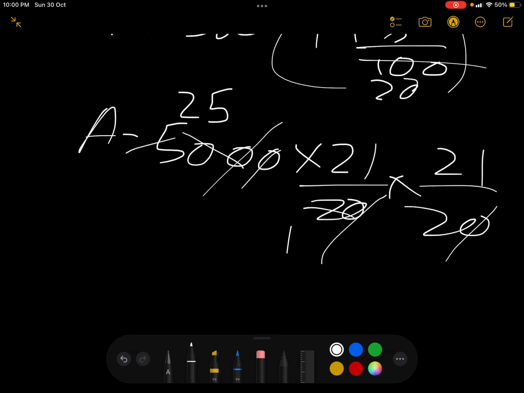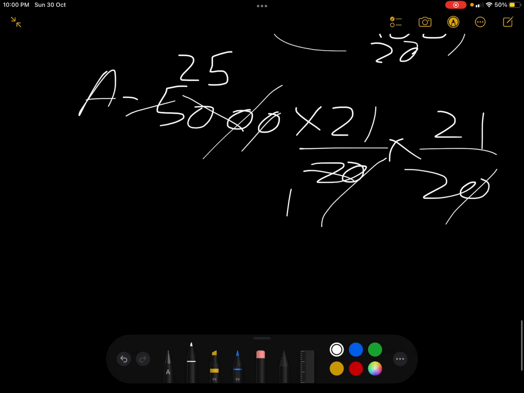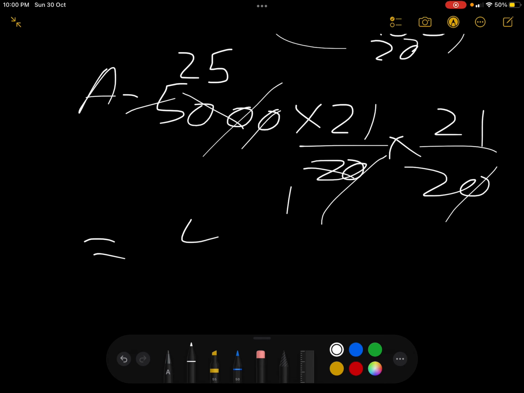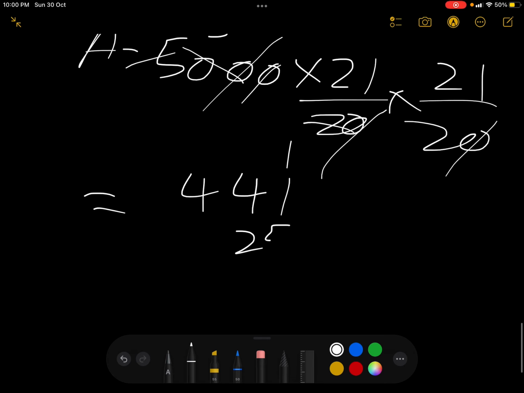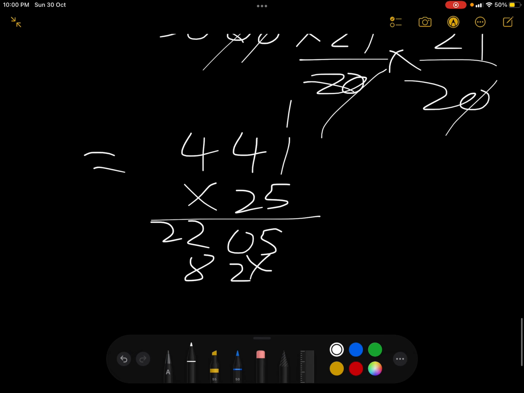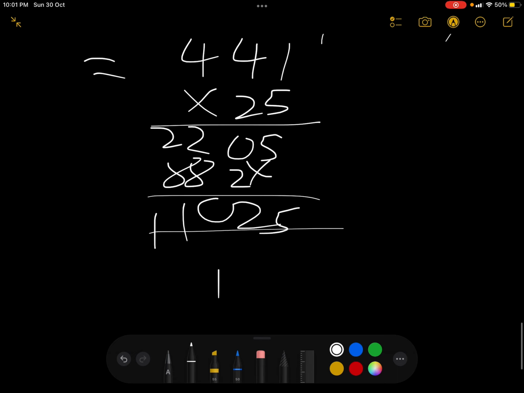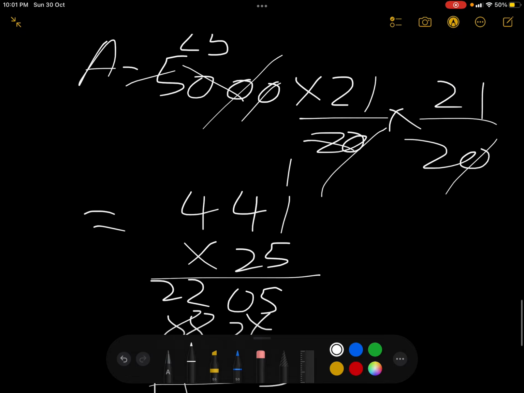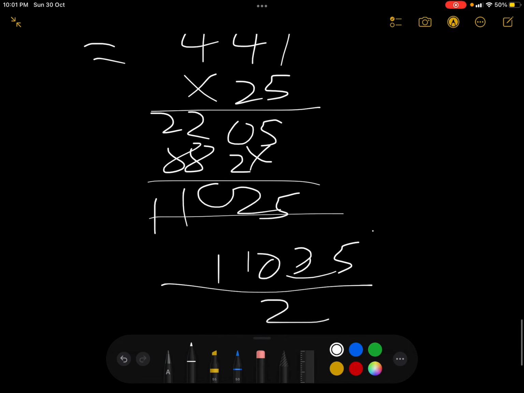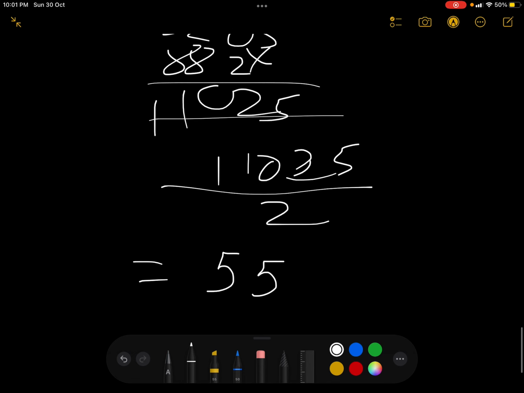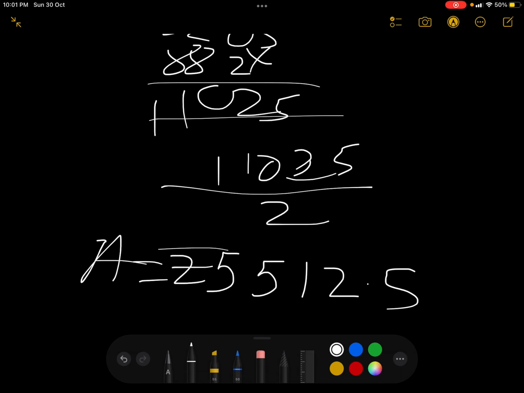Oh, we got a serious calculation here. So first let me revise this portion. I have to find out if it's at least correct, because there's no point in going ahead if it's wrong. So, 441 into 25. So this will become like this. So, add them up. 11025 upon 2. 5512.5 amount is equal to this.